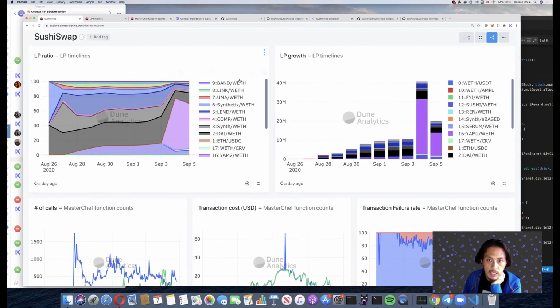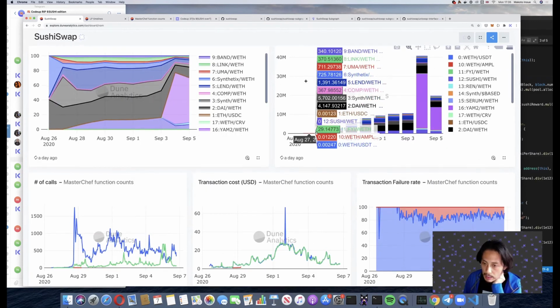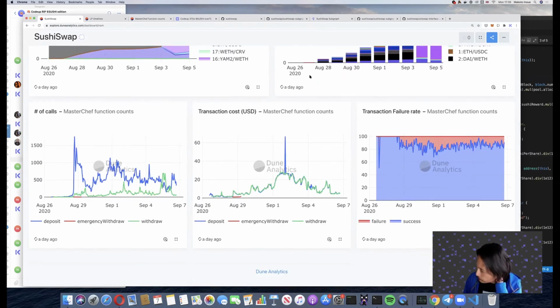So these LP growth and LP ratio came from events. Another thing I wanted to track was that I was actually thinking about going for the sushi farming, but that week gas prices went crazy. And so I wasn't quite sure how much I was going to get into.